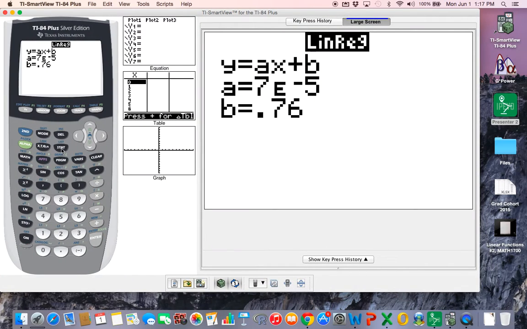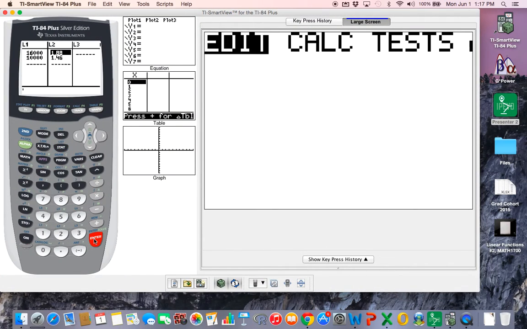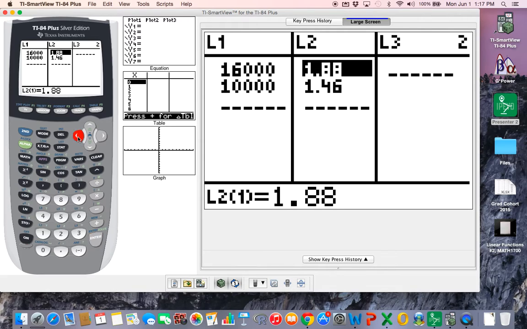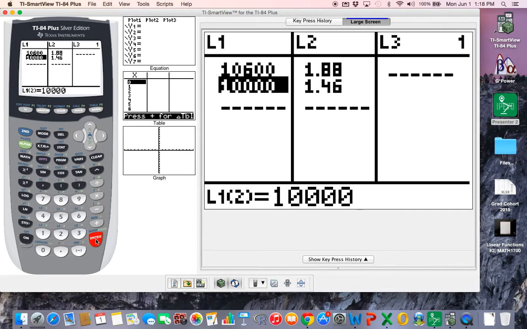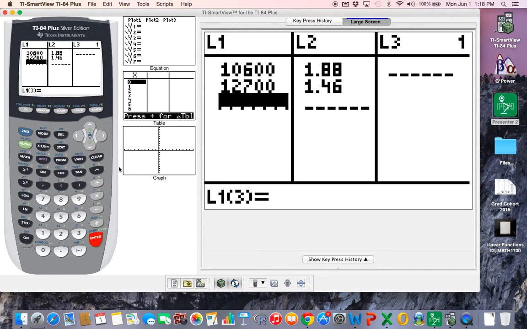So all I need to do now is just go into Stat and go to Edit. And the only thing I really need to do is just put in the quantity for each of the price. So for the demand, it was 10,600, and the quantity at $1.46 was 12,700. Okay, so keep the same prices.